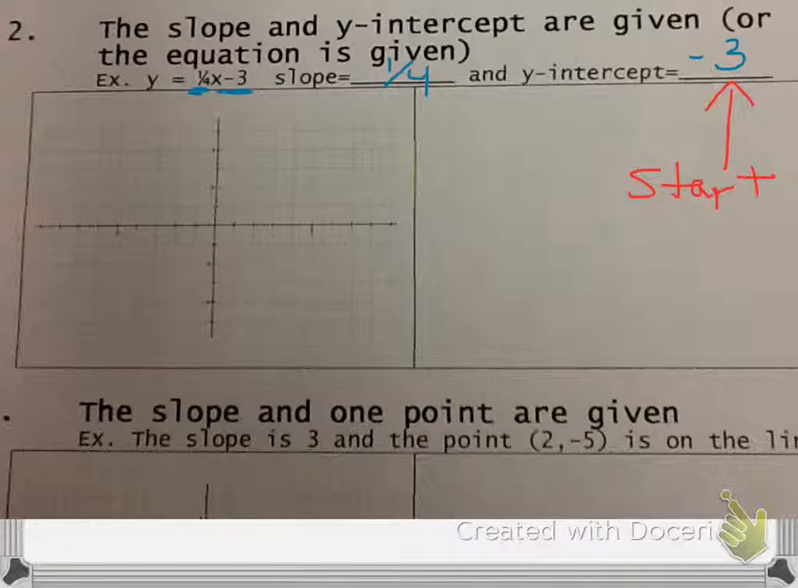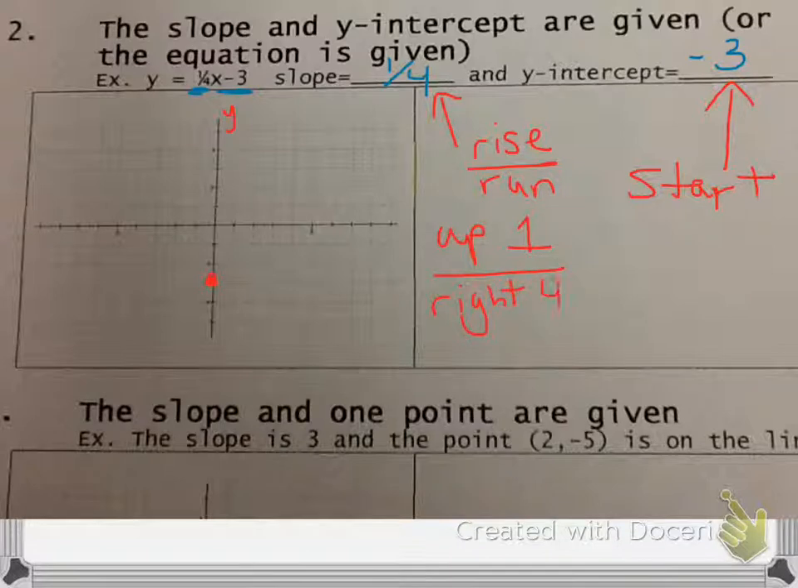Along the y-axis, remember this is the y-axis, we're going to identify where -3 is, 1, 2, 3 down, put our point, and then we're going to move according to the slope. So that's the first thing you do, and then remember that this is rise over run. So we're going to travel up 1 and to the right 4, because they're both positive.